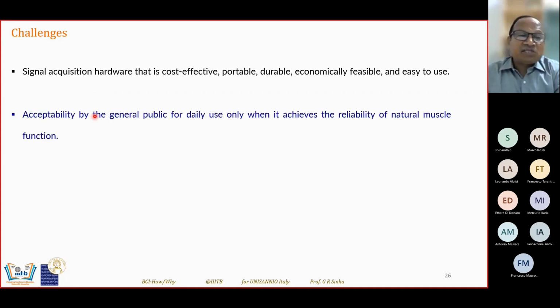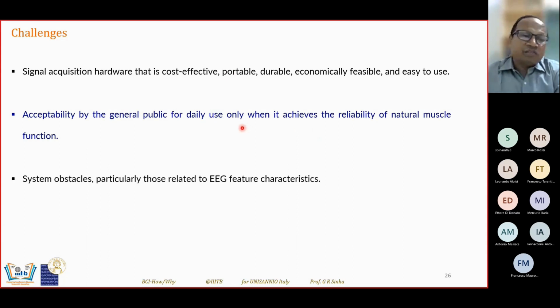Acceptability is the major challenge. I have already mentioned this. Acceptability by the general public for daily use is the major challenge, when it achieves the reliability of natural muscle function. It's very difficult to convince the people.